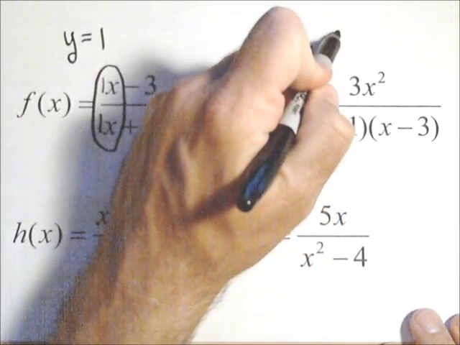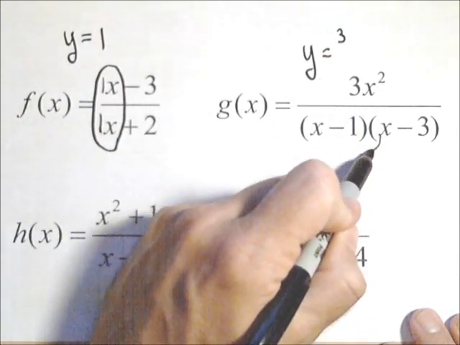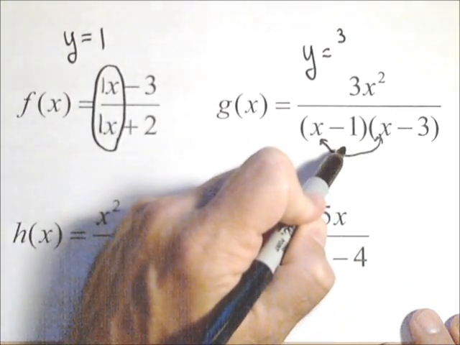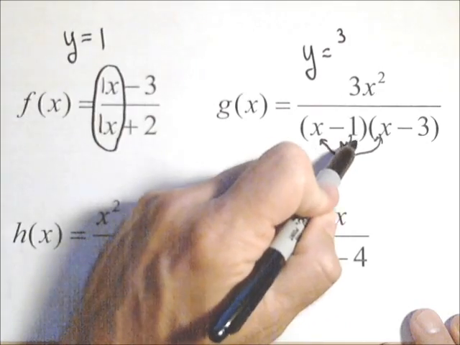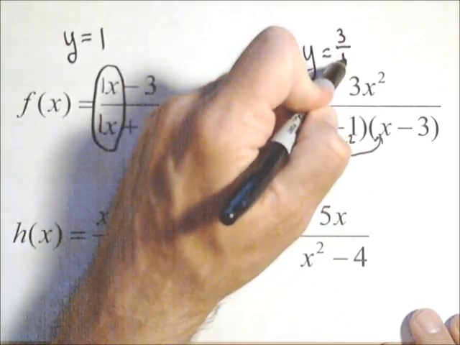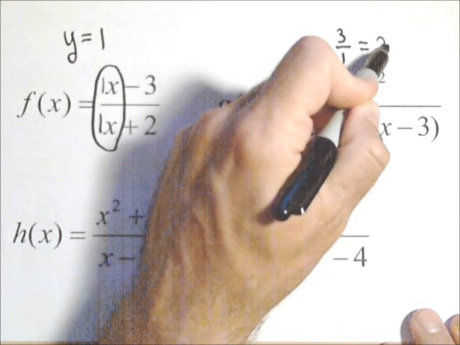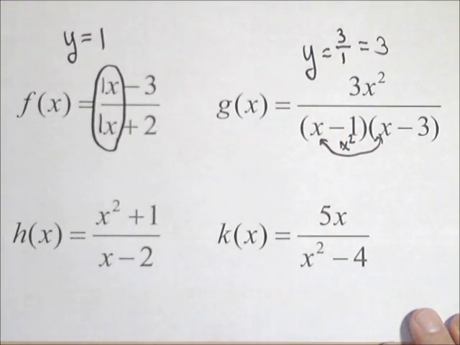The coefficient of the numerator is 3. If we were to multiply these two terms together, it would just give us an x squared. So it has a coefficient of 1. So our horizontal asymptote is at 3 over 1, or y equals 3. All of these can be verified by graphing them.